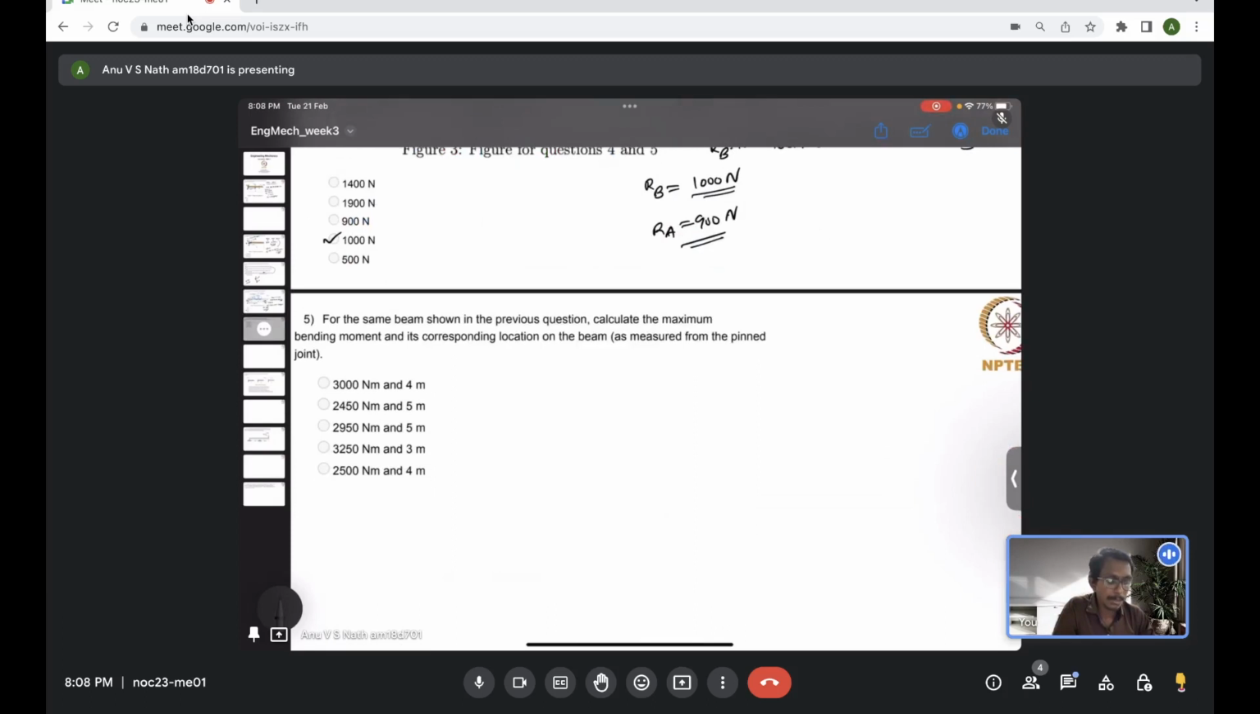So you have options given here. So where and what is the maximum value of bending moment? So it will take a while. You have to basically plot the shear force diagram, bending moment diagram. So that's the actual procedure. There can be shortcuts.